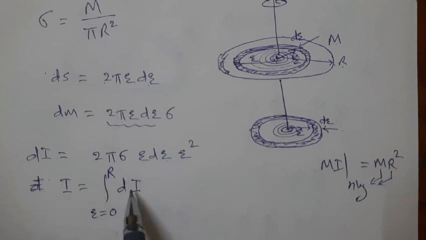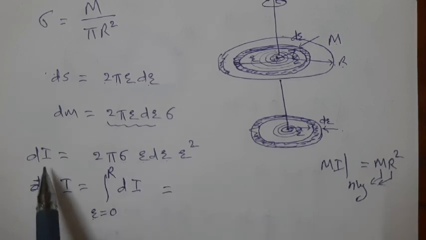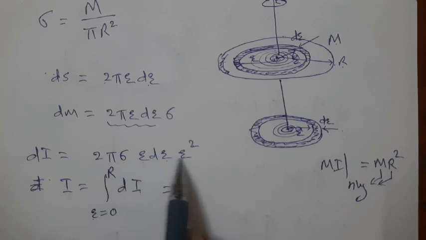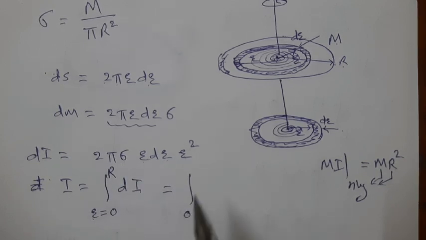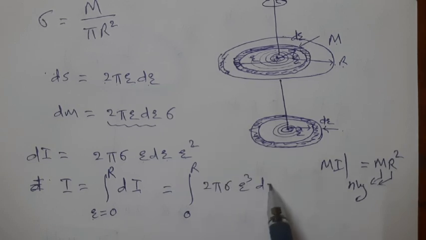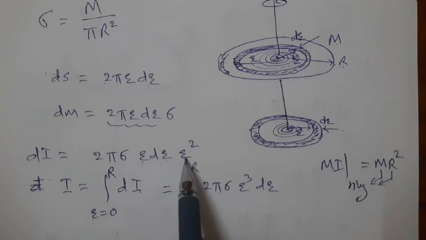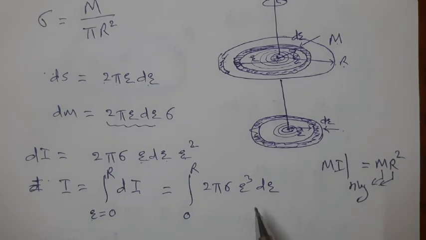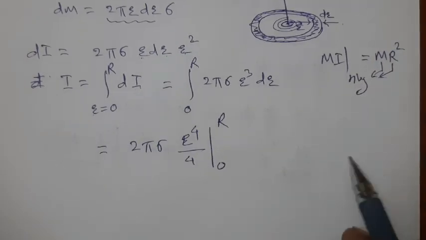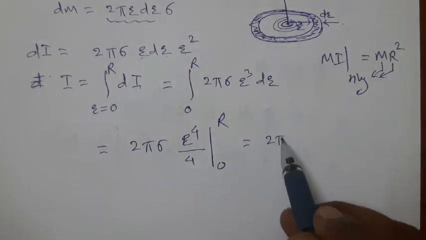But if I have to find the formula, a derivation for that, then I will have to write the integration over r, and therefore I will have to replace this dI by r by substituting this, and hence I can write integration 0 to capital R of 2 pi sigma r cube dr. Here it is r, and this r square will make it r cube, and therefore it is r cube into dr. Now I will have to solve this. It is very simple. It is 2 pi sigma, then r raised to 4 upon 4 from 0 to capital R.